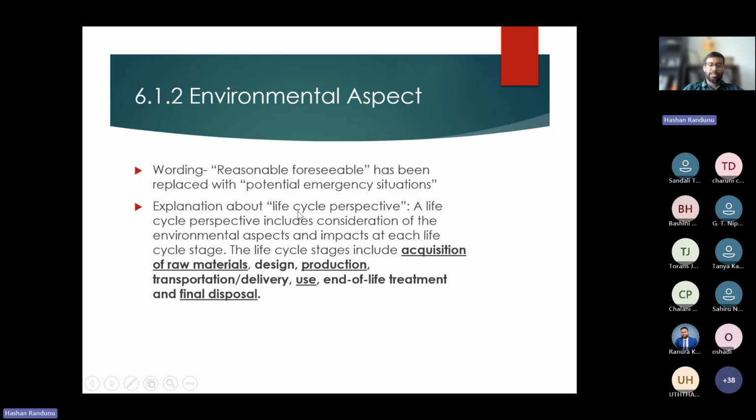And in this standard, they have given considerable weightage to the life cycle perspective, right? They have talked about the life cycle perspective. When we consider the life cycle perspective, we need to consider life cycle stages including acquisition of raw materials, design, production, transportation, delivery, use, end of life treatment, and final disposal.